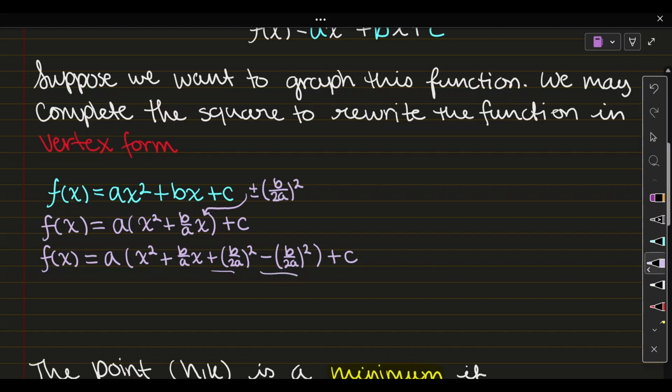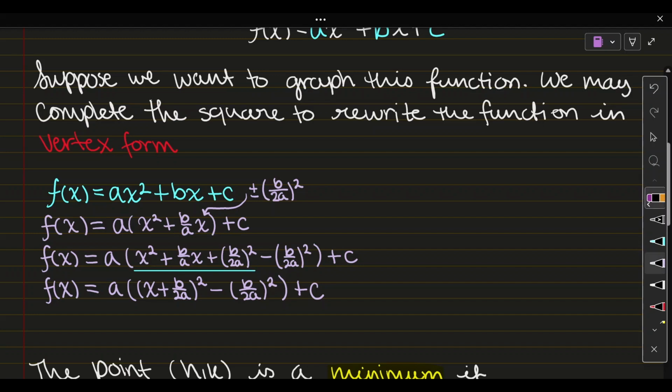Notice that this plus and this minus will cancel and give me a 0, but we're not going to cancel them. Notice that x squared plus b over a x plus b over 2a squared gives me a perfect square. Namely, f of x is equal to a times x plus b over 2a squared, minus b over 2a squared, and then plus c. I just contracted these three terms into the perfect square that they are. If you want to verify that these two are equal, you can go ahead and do that. I'm not going to do that here.